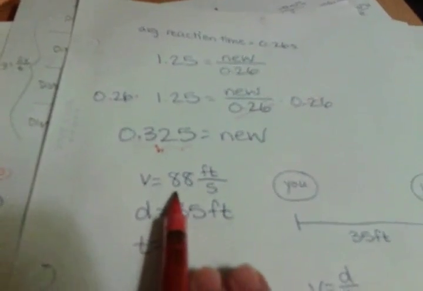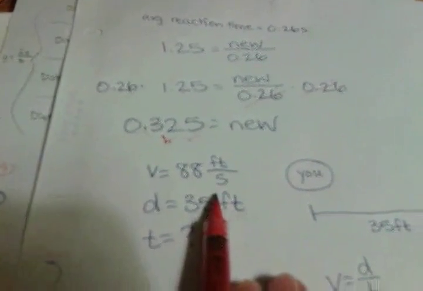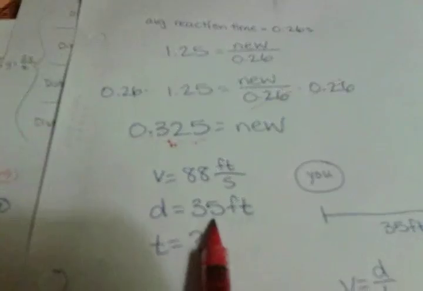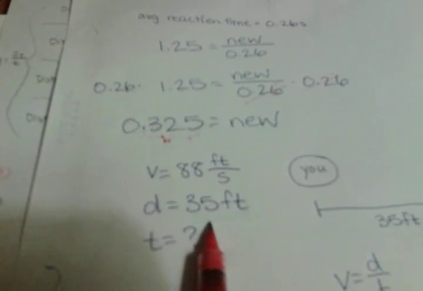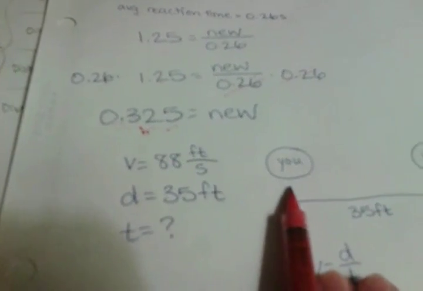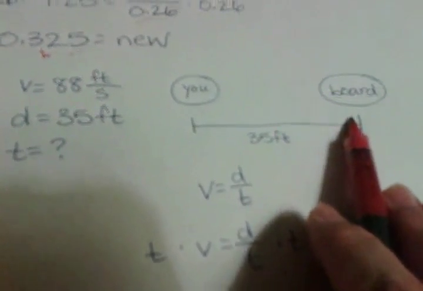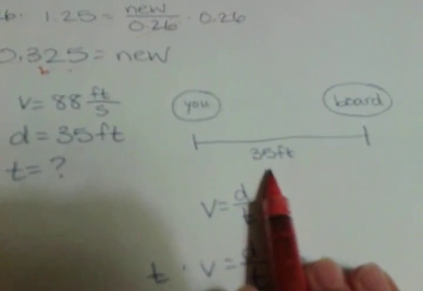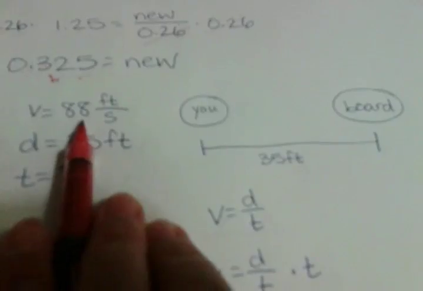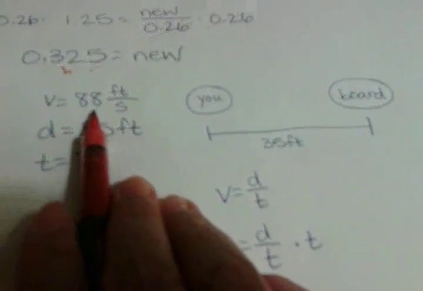Alright, so you were given a velocity of 88 feet per second that you were traveling, and then 35 feet is where the board with the nails was dropped. So I said you and then the board, and that's 35 feet away from you, and you're traveling at that speed or velocity. I think it was just speed because there's not a direction.